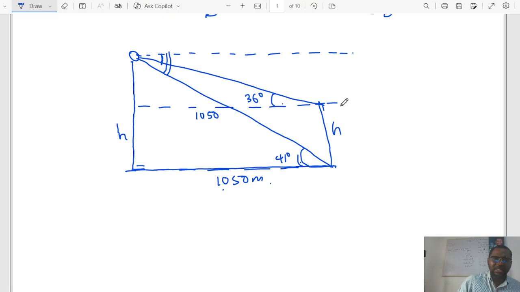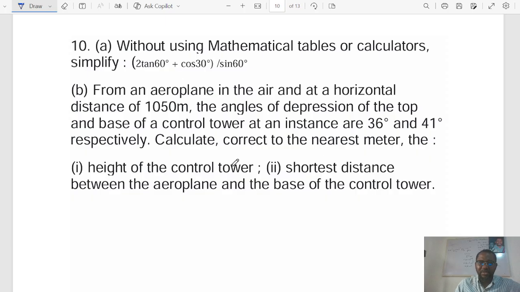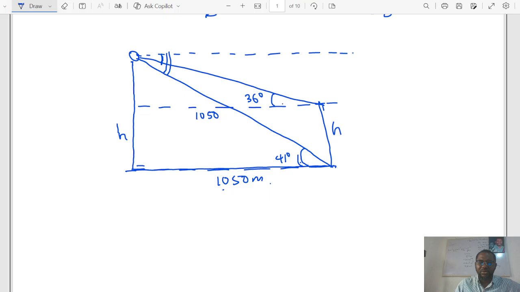Okay, that is quite interesting. Now I suspect that something may be wrong with the question, but let's go. The first question says we should calculate the height of the control tower. The height of the control tower is what we have here, h. And this is exactly what we have here, h.